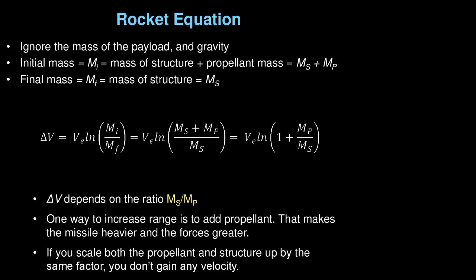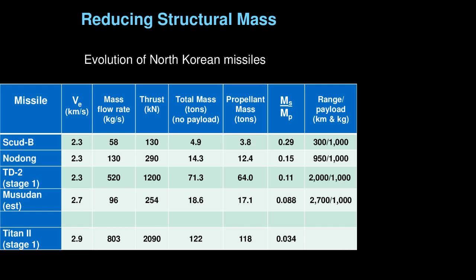So that's why this ends up being an important limit. It means that if the structural mass grows in proportion to the propellant mass, the bigger missile that you have will have the same speed and energy. And that means the structural mass of a missile is a particularly important parameter. So let's just look then at the evolution of North Korean missiles, and you can see here what's happened. How do you reduce the structural mass?